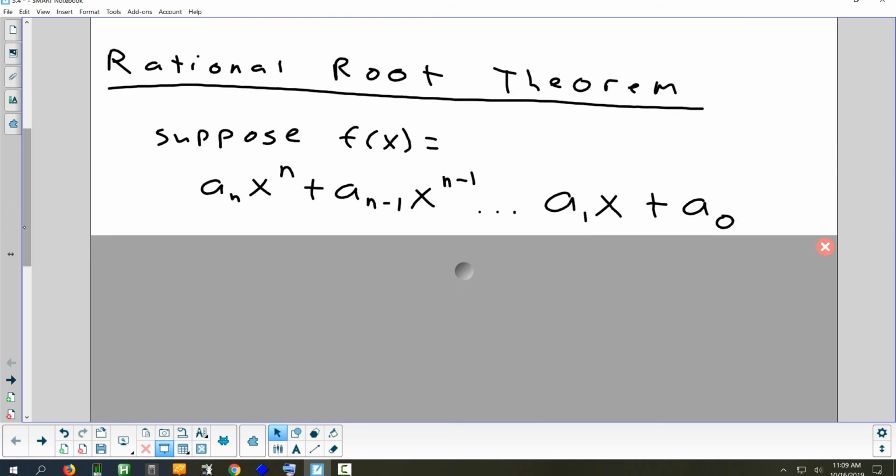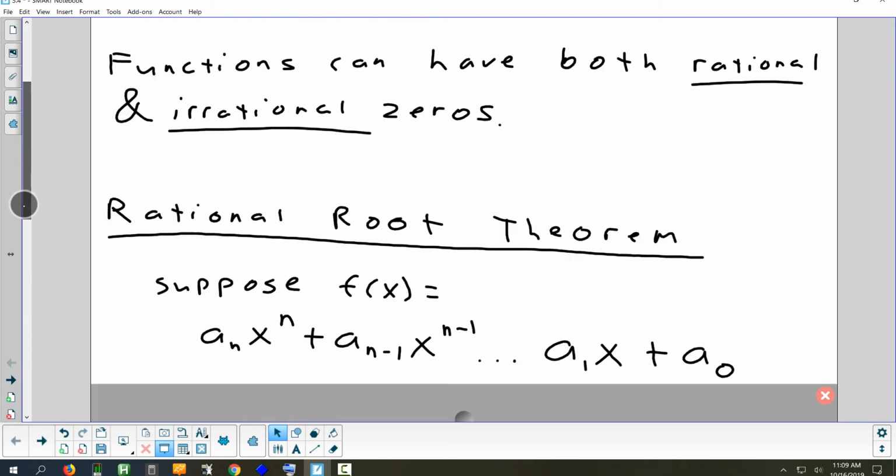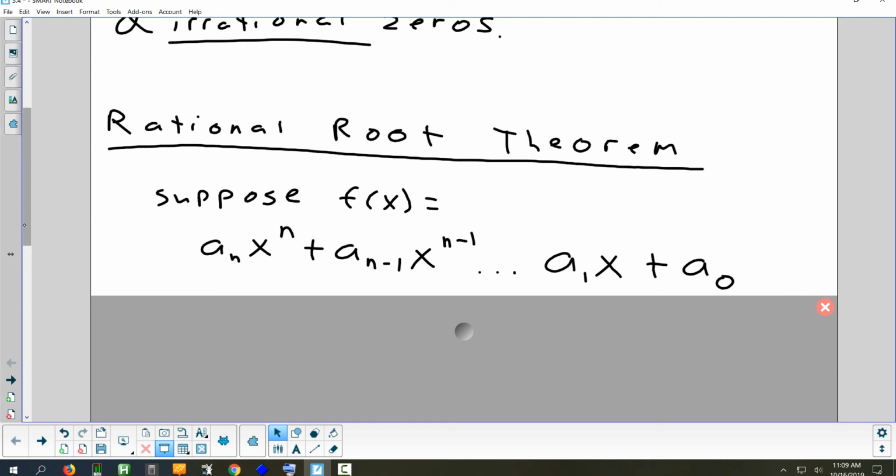All right. So suppose we had a polynomial. This looks kind of confusing, but a real problem would be something like that: 10x to the 5th minus 3x squared plus x minus 6. That's a polynomial, arranged in what we call descending order: highest exponent term first, and then going down from there, finishing with a constant.